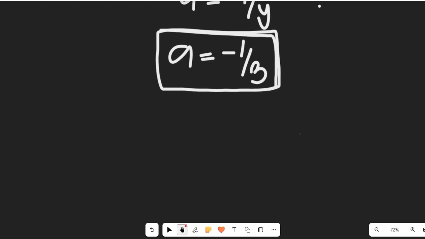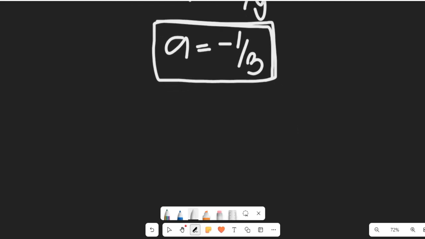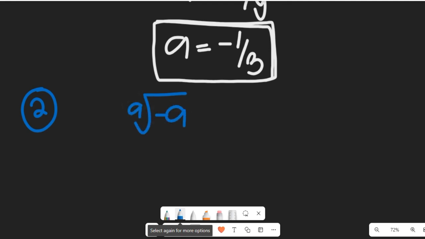This method can be a little bit longer, but stay tuned and see how we'll find a solution to this question. Method 2. Remember, we are asked to find the value of a in the a root of negative a, which is equal to 27. Now, what method can we use in finding the solution to this question? Let's consider one unique method. We're still going to apply some rules of indices.